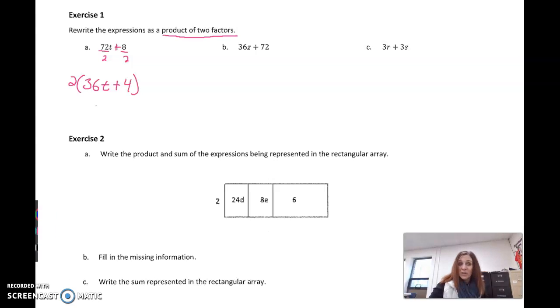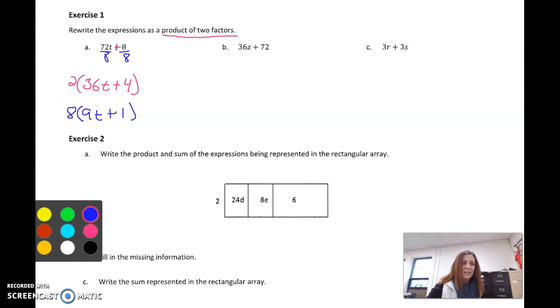Not the only thing we could do, though, because remember, we could look at this and 4 might go into it, I don't know. But if I look at these, I think 8, right? I can divide them by 8. So if I'm dividing by an 8, that becomes a factor. That's something I can multiply to get it. 72 divided by 8 is 9, isn't it? Yes. All right, so this is 9t plus 8 divided by 8 is 1.